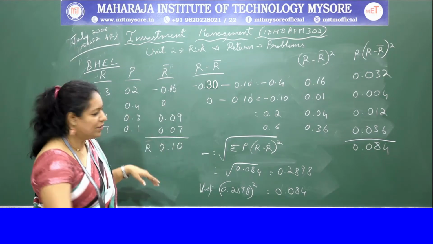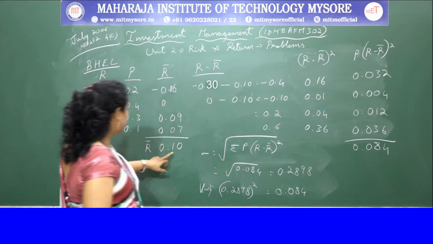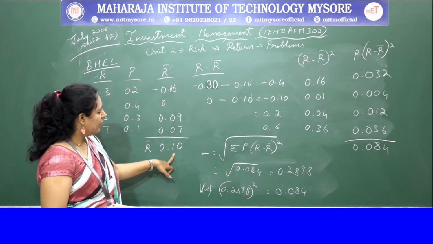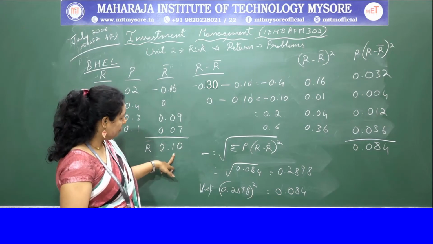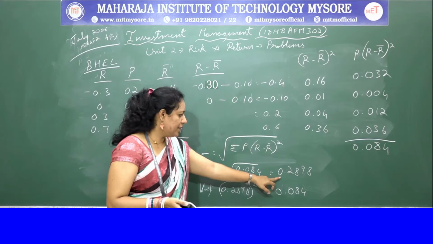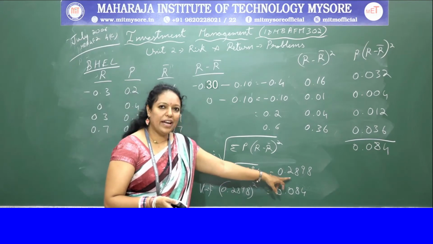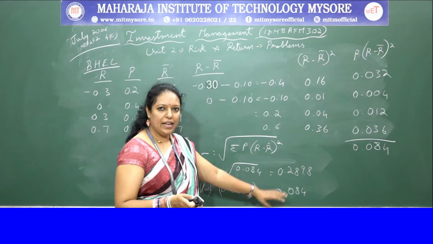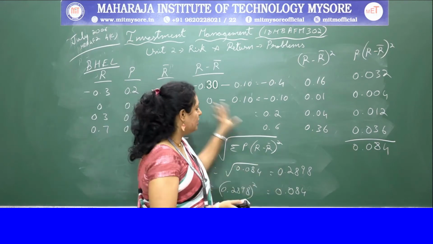So what we need to do, we'll keep all the answers at one side and repeat the same step. Okay. So the R bar is 0.10 here. R bar is 0.10 and risk is 0.2898 and variance is 0.084. Okay, so this is the data.